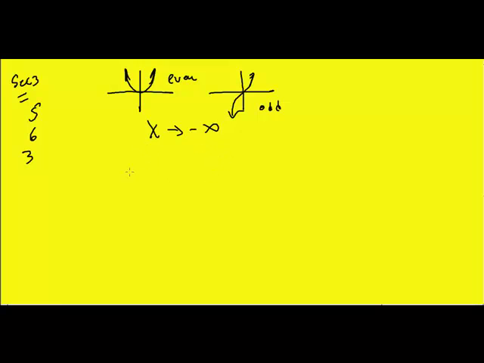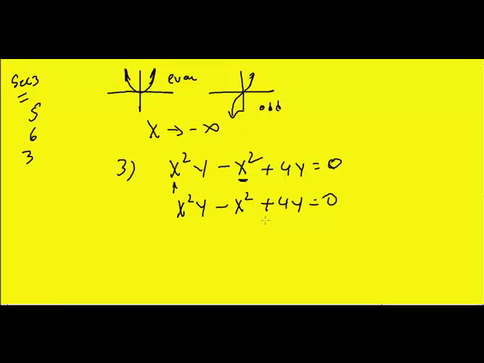Okay, so number 3, we have x squared y minus x squared plus 4y is equal to 0. We're going to replace x with negative x and simplify. When I do that, we can do that in our head. That turns into x squared y, minus x squared, plus 4y. What happened? It turned out to be the same. So that means it's even, it's symmetric to the y-axis.